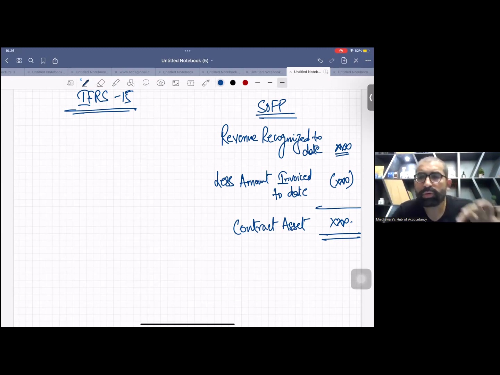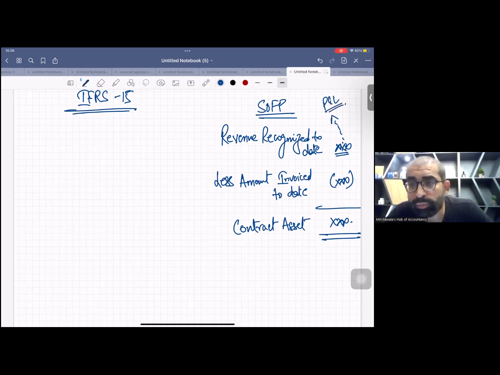If the difference is positive, then it is a contract asset. And if the difference is negative, then this is a contract liability. This is the simplest working you have to do. Now the question is, sir, will we get these things ready-made in the exam? Yes. This revenue recognized, you can pick from your PNL working.